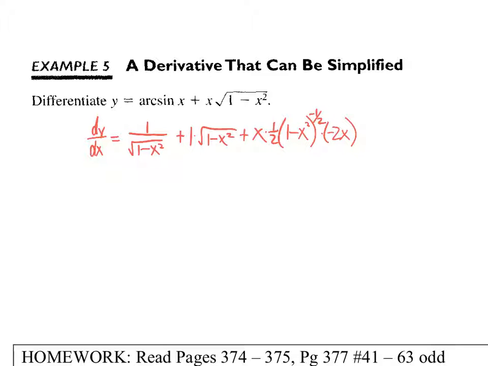Okay, so we've got this. Now I'm going to simplify this a little bit. The 2 is going to cancel with the 1/2, so that's kind of nice. And that leaves us with a negative x squared over the square root of 1 minus x squared. The middle part is just the square root of 1 minus x squared. And the first part is 1 over the square root of 1 minus x squared. So now if I asked you to simplify this, what would you do?